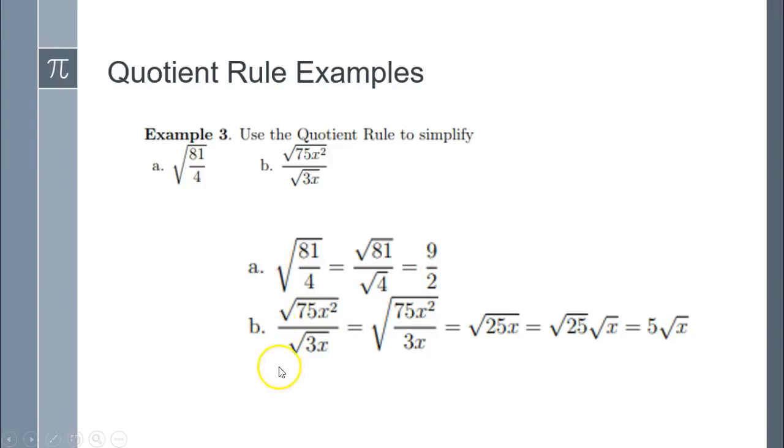Now part B uses the reverse process in the rule where I have a square root over a square root. So I'm going to take the numerator and denominator and see if I can simplify that, then take the square root. So 75x squared over 3x, 75 divided by 3 is 25. X squared divided by x leaves me with an x. Square root of 25 is 5. I can't do anything with the square root of x because it's only got a power of 1. It would need a power of 2 or more for me to simplify anything.